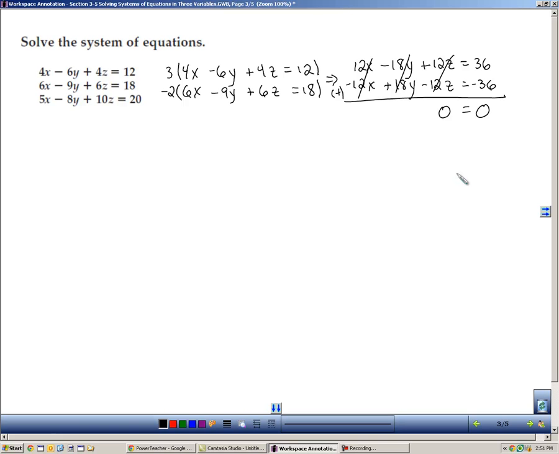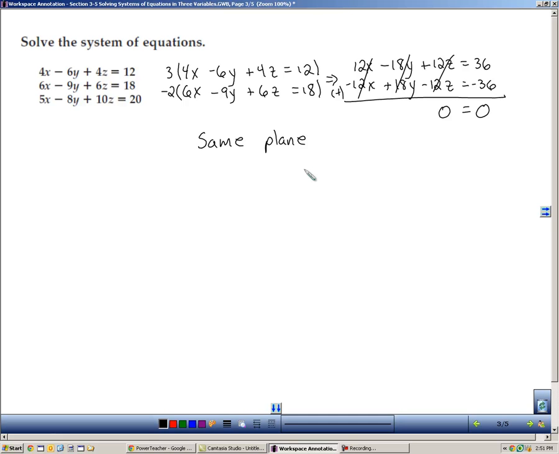Now, if all three of the letters cancel off, we know that those two equations are the same plane. The equations have just been altered slightly to make them look like they're different, but they're actually the same plane, or something like the same sheet of paper.